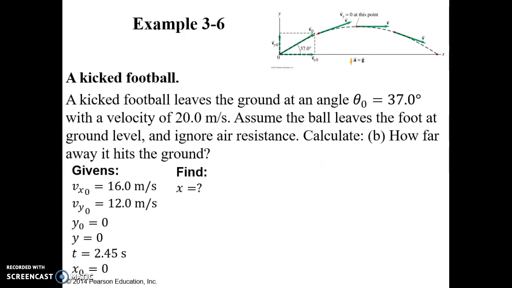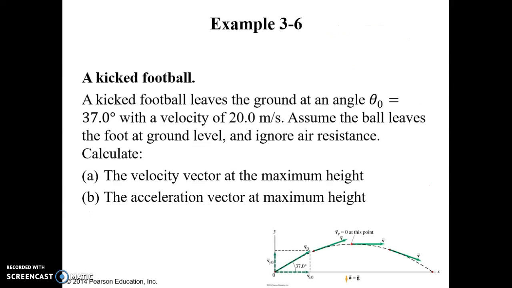Now the next problem is how far away it hits the ground. For our givens, we can use the time that we just solved, and we'll assume the initial position is 0. Which equation should we use? Correct. x equals x naught plus Vx naught t. Cross out the initial position. Simplify the equation. Plug and chug, and we get 39.2 meters for the total range of the football.